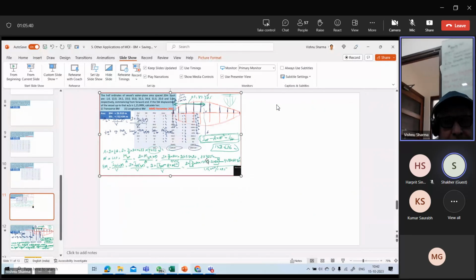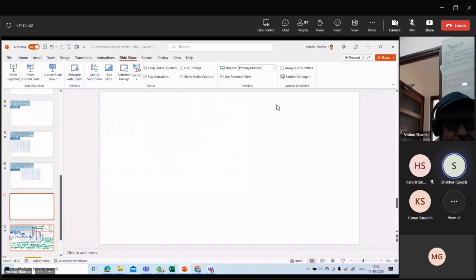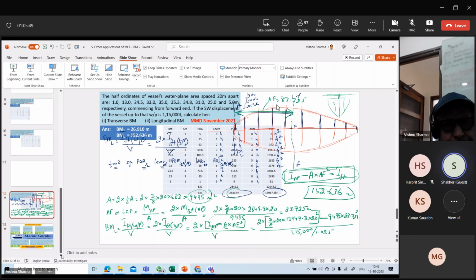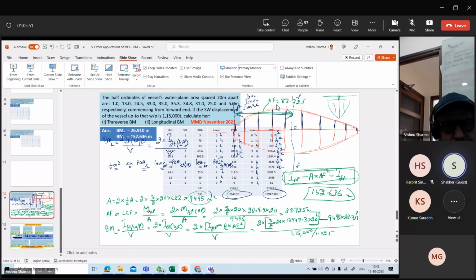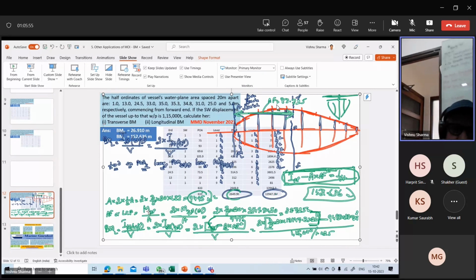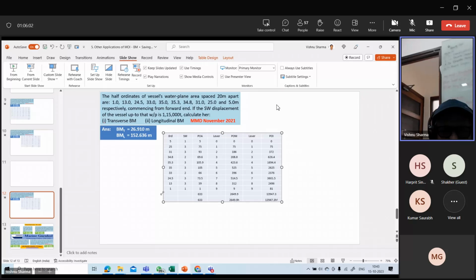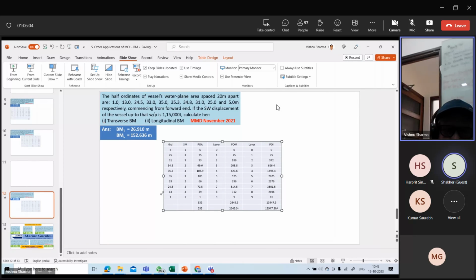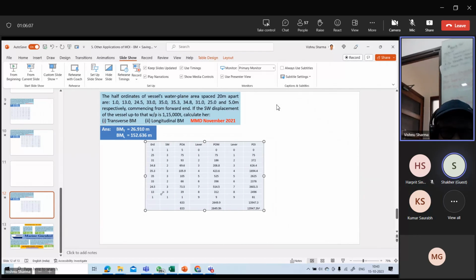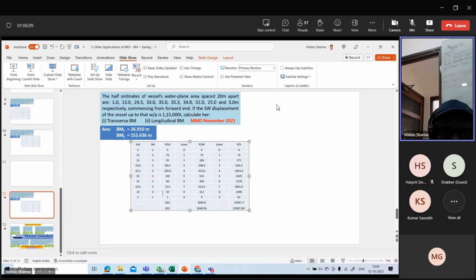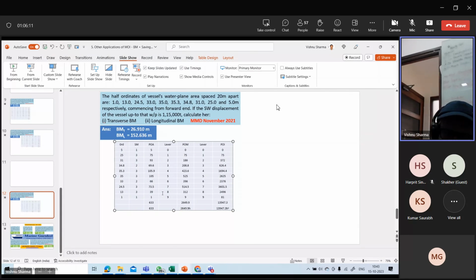Excuse me, sir. Yeah, tell me, beta. Sir, I just wanted to ask this question. In these cases, the KB that we are taking, that's the KB of an upright and even keel ship, right? When we do normal stability calculations, we always take those particulars for upright, even keel. Not only upright, also even keel as well as upright.